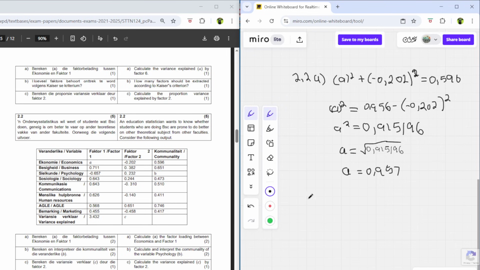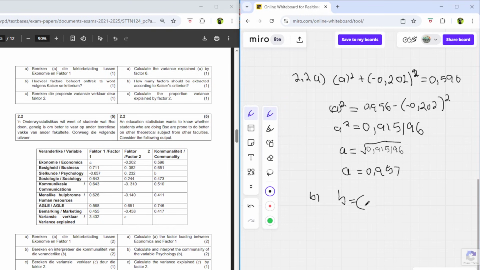And then we can go on to the value of b, question 2.2b. Calculate and interpret the communality of the variable psychology, which is this one, denoted by b. So we're going to say b is equal to, so this is just simple, the very same way we did this, but in this case we have these two.